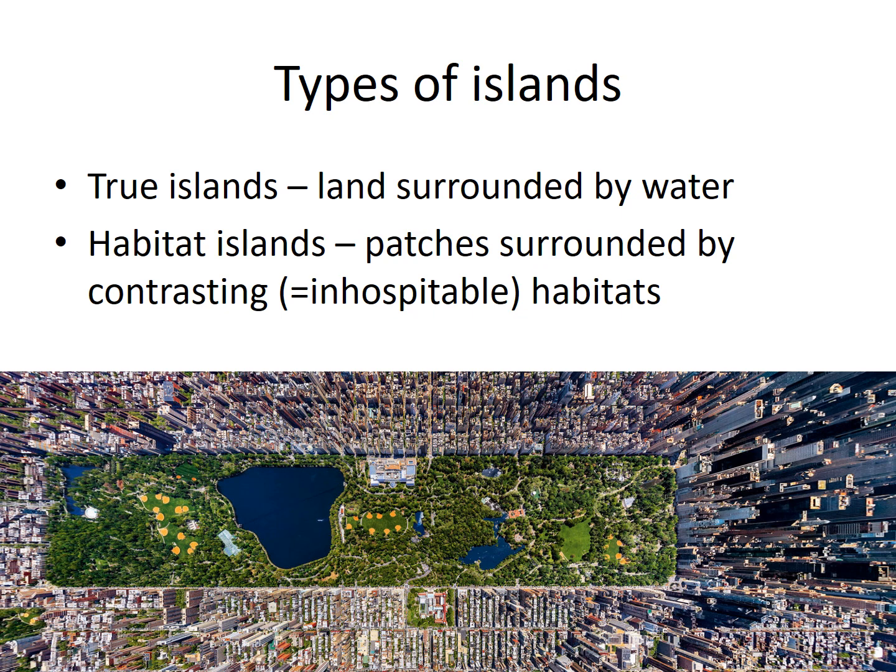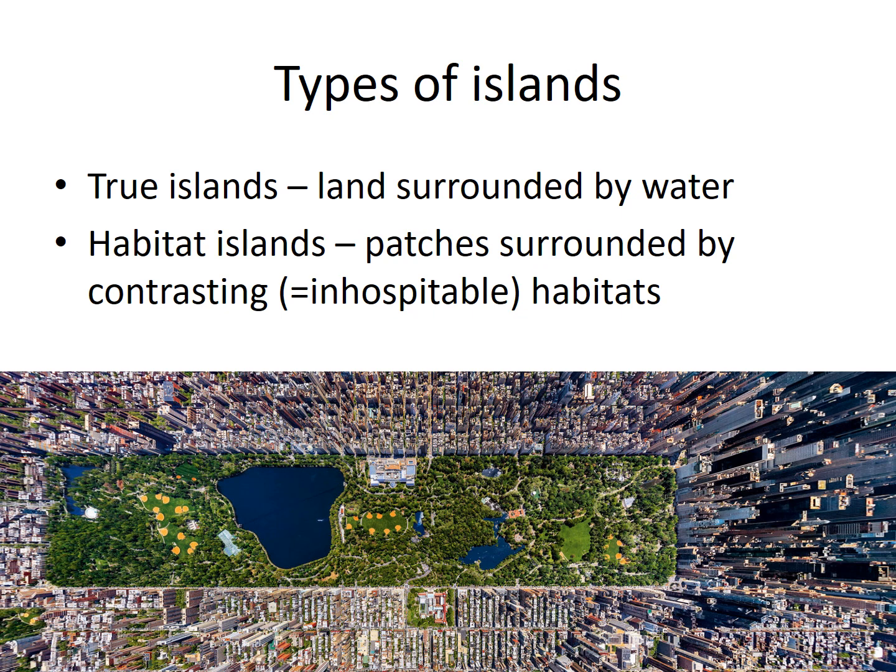So above, I want you to first think of a type of category for islands. We can classify islands as being either true islands, so land surrounded by water. That's what we generally think of when we think of islands. When I told you we were visiting 6 islands on our trip, you were thinking about, and rightfully so, true islands. Now, habitat islands are also islands, and these are patches that are surrounded by contrasting and usually inhospitable habitat.